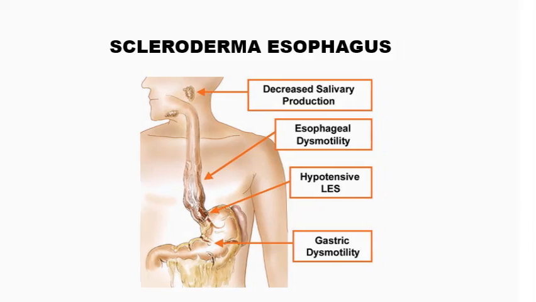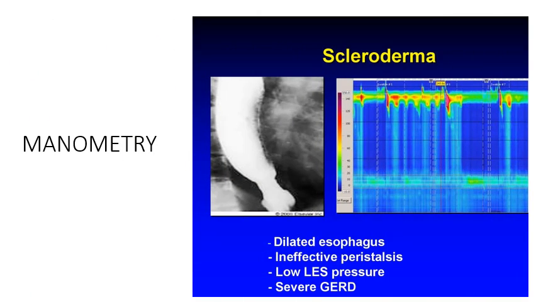Now the next topic is, so this is a picture showing manometry done in scleroderma. You can clearly see here that compared to achalasia, which had a bird's beak appearance, here you can see that the lower esophageal sphincter, or LES, is wide open. There is low LES pressure.